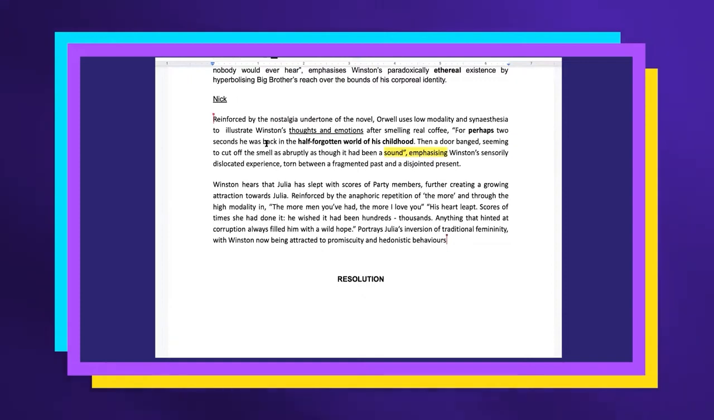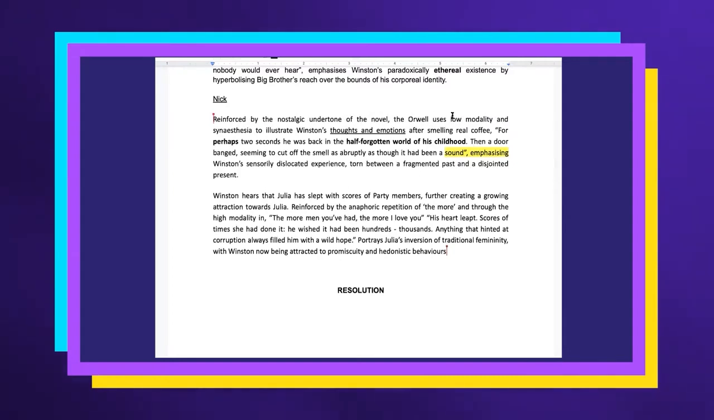So don't always do the context, but you want to make sure you do it once or twice in each paragraph. Yeah. If you're not doing context, you're doing form. You've got to have at least one of each. Reinforced by the nostalgic undertone of the novel, Orwell uses low modality. Now you've done 2 techniques kind of bundled together. Does everyone see that? Who's watching? Orwell uses low modality and synesthesia. So ideally, we don't want to do the end there. He uses low modality in depicting, reinforced by that, the low modality of the synesthesia, right? Which is like a blend, right?